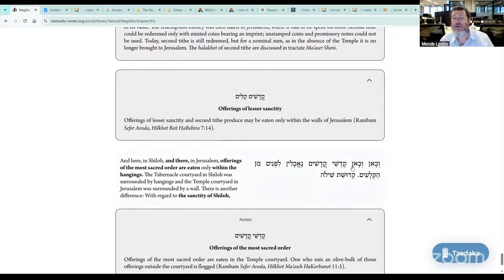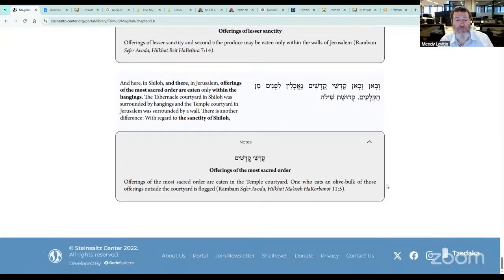A second difference is that both with regard to Jerusalem and Shiloh, the more severely sanctified sacrifices have to be eaten lifnim min hakela'im. It has to be eaten inside what we would know today as the azara, within the temple space. You can't eat it outside the temple space. The tabernacle courtyard of Shiloh was surrounded by hangings. Within those hangings, the Kohanim had to eat the more sanctified offerings in Shiloh. Okay, now before we turn the page.